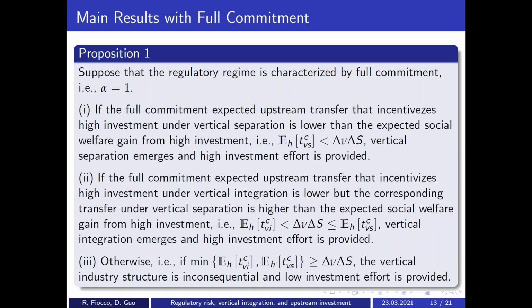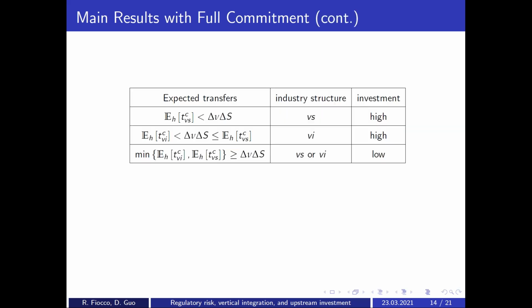I summarized the proposition 1 into a table, so don't worry. And before I explain the rationale behind the proposition 1, I would like to explain some important notations. If you can see my mouse, then this one means with full commitment, the expected upstream transfer under vertical integration. And this one means with full commitment, the expected upstream transfer under vertical separation. And the delta nu times delta S is the expected social welfare gain from high effort. Okay, now I will explain case by case.